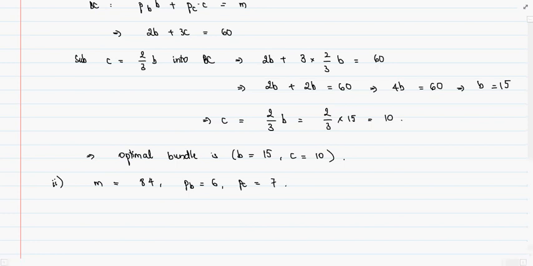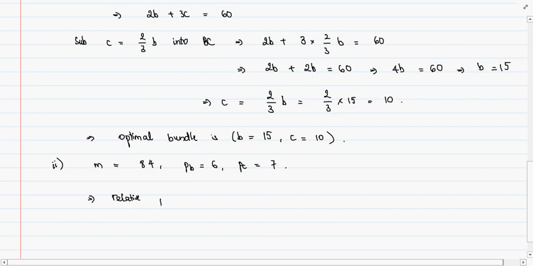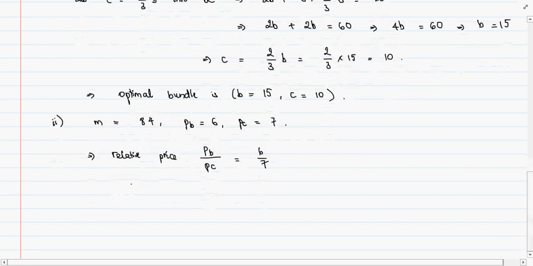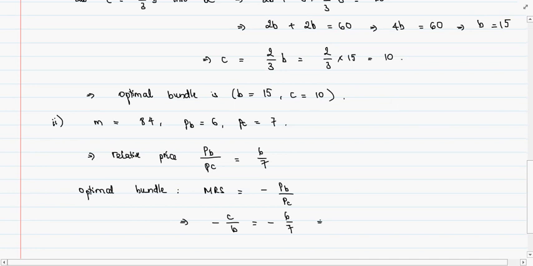Again, the relative price is just PB on PC, and that is 6 on 7. Again, the optimal bundle occurs at the point where the marginal rate of substitution is equal to the negative price ratio. And therefore negative C on B is equal to negative 6 on 7, and so C equal to 6 on 7B.